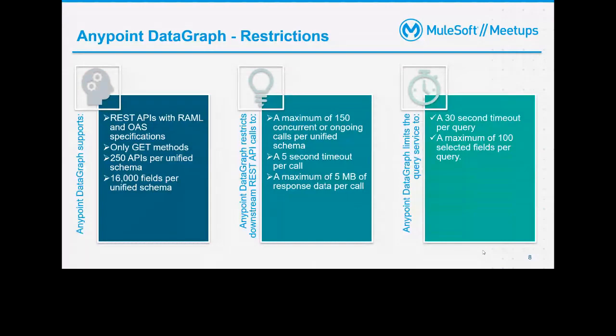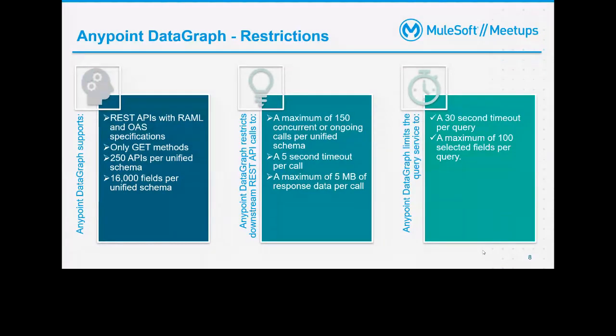Per call, there should be a 5-second timeout. Let's consider that you are sending a query to the data graph, and the data graph calls multiple APIs. Those calls should be completed in time. Say I got a request on Anypoint Data Graph, and in that request I need to call two APIs. If I'm calling API one, that request must complete within 5 seconds. I should get the response back from the downstream API within 5 seconds.